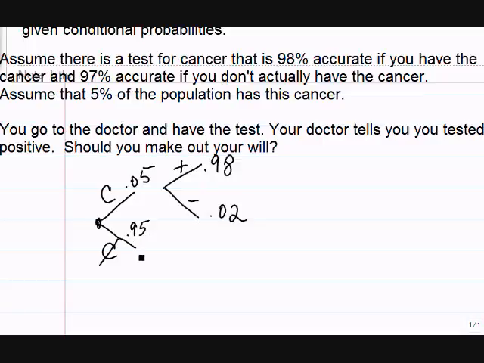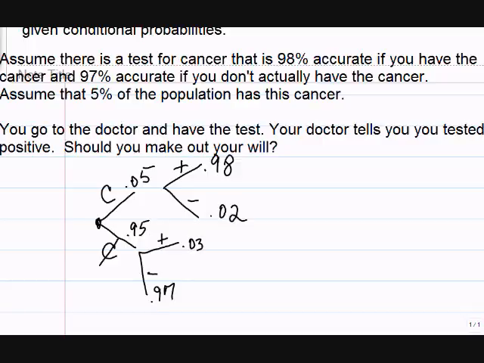Okay, so let's look at if you don't have this cancer. Let me make a couple more branches. If you don't have the cancer, should you be testing positive or negative? Oh, negative. And it's 97% accurate. So 97% of the people who don't have cancer and are tested for it will get a negative result. And 3% who don't have the cancer will get a positive result.